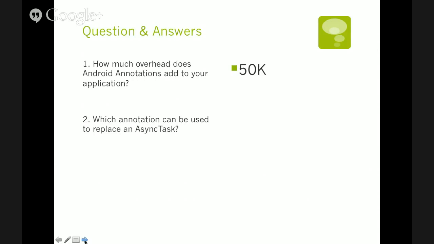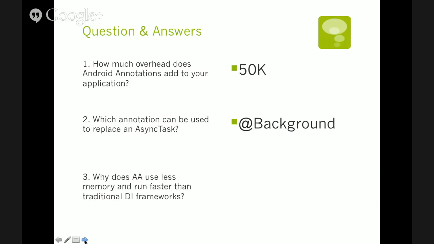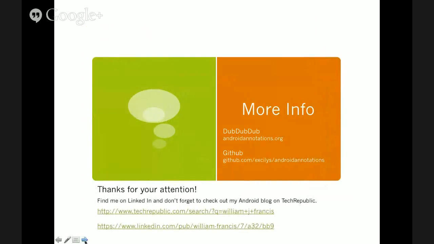Okay, so why does the Android annotation framework use less memory and run faster than a traditional dependency injection framework? It uses the annotation processing framework to generate code. Right.